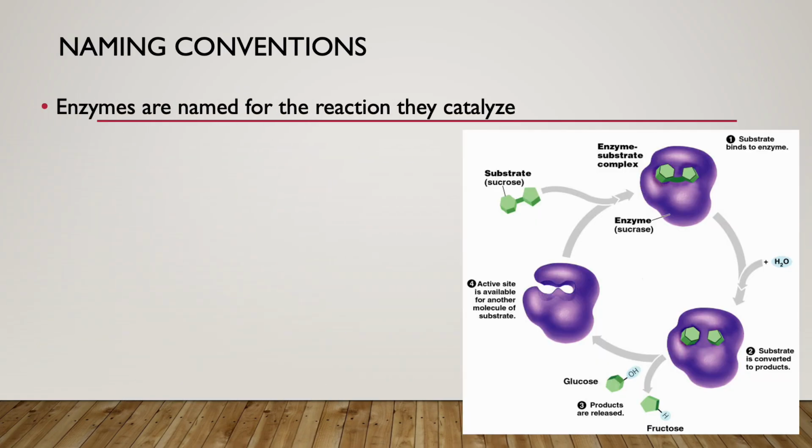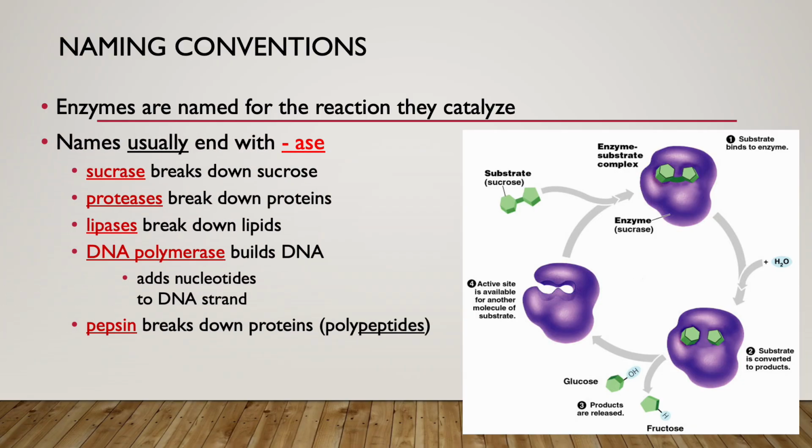Enzymes are named for the reaction they catalyze. The names of enzymes usually end in that ASE ending, such as sucrase, which breaks down sucrose, protease, which breaks down proteins, lipases break down lipids, DNA polymerase builds DNA, adds nucleotides to the DNA strand, pepsin breaks down proteins.